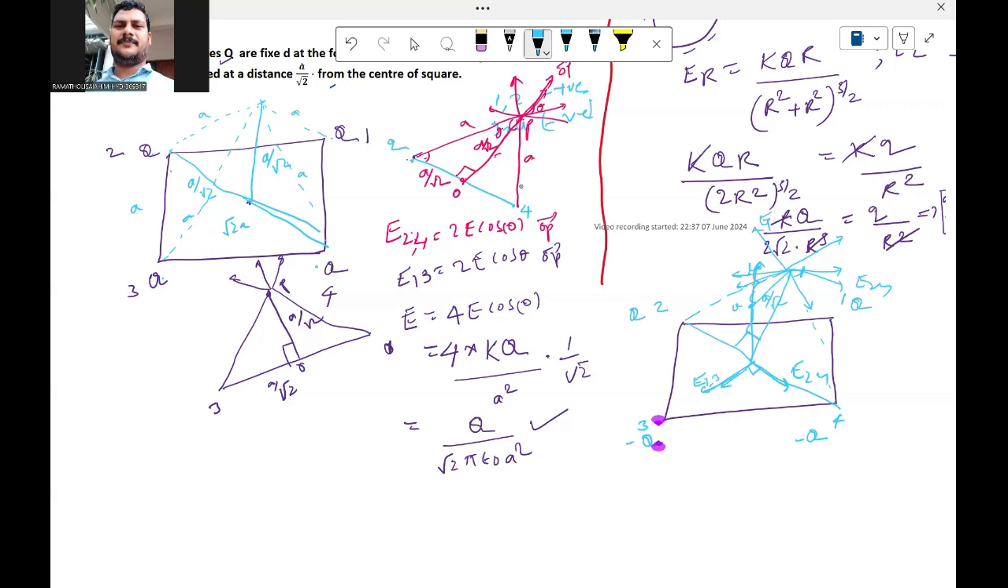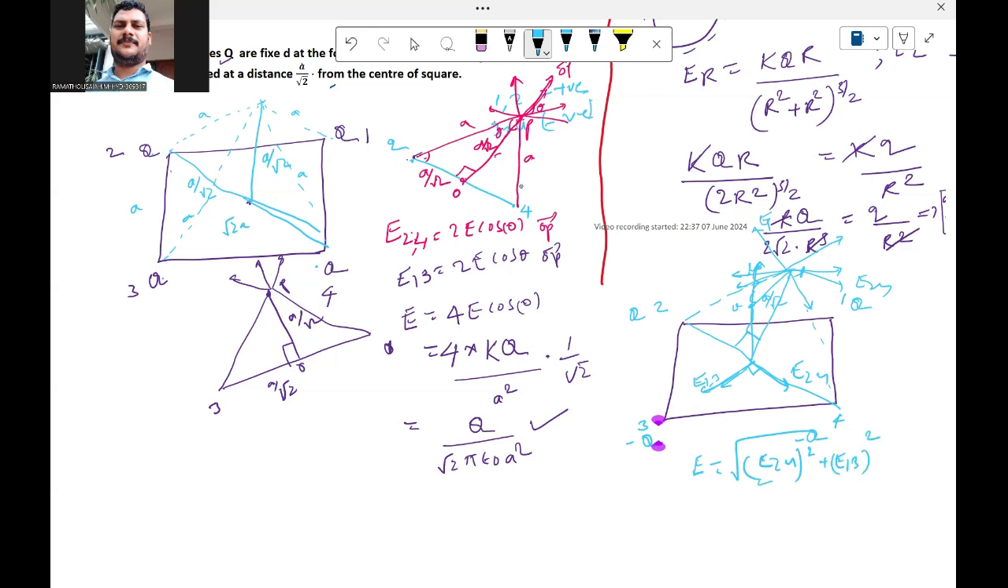A square. So E1 is KQ by A square and E2 also KQ by A square. E3 also KQ by A square. E4 also KQ by A square. The resultant of these two will be here also at 90, that equals root 2E. So now substitute. Therefore, E net is equal to root over E24 whole square plus E13 whole square.